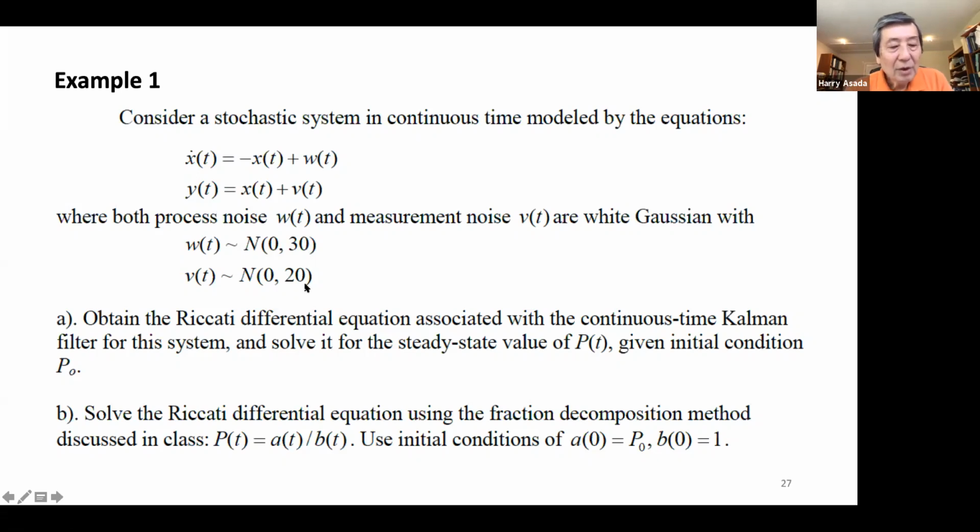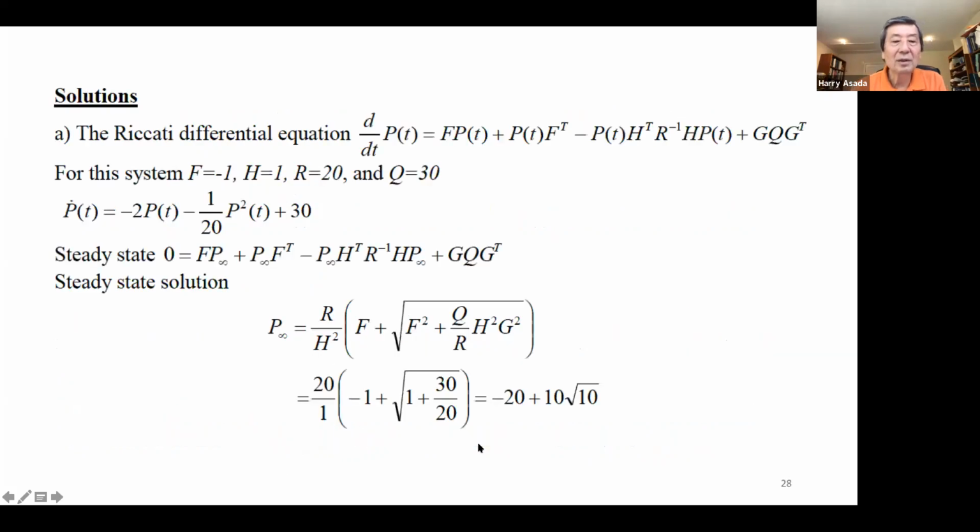Okay, whatever. First question: obtain the Riccati differential equation associated with the continuous time Kalman filter for this system, and solve it for the steady state value P infinity. Basically, going to the algebraic Riccati equation. Okay. And the second question is the Riccati differential equation, and we use the matrix fraction decomposition method, and convert the Riccati differential equation using this transform to get solvable equations.